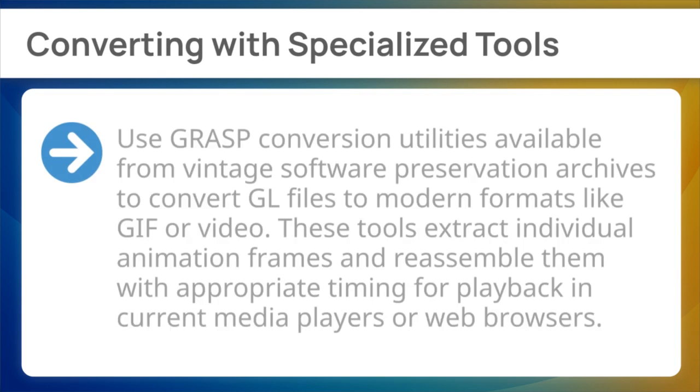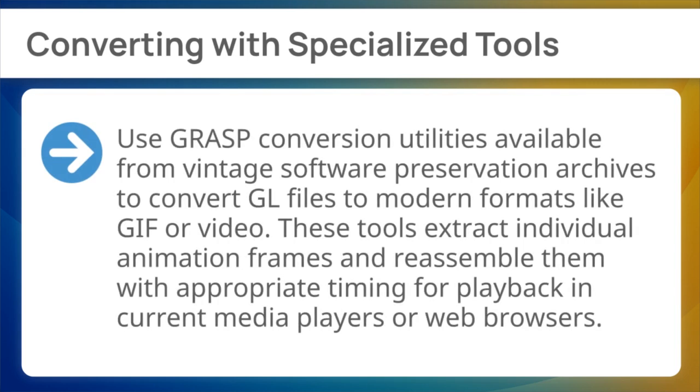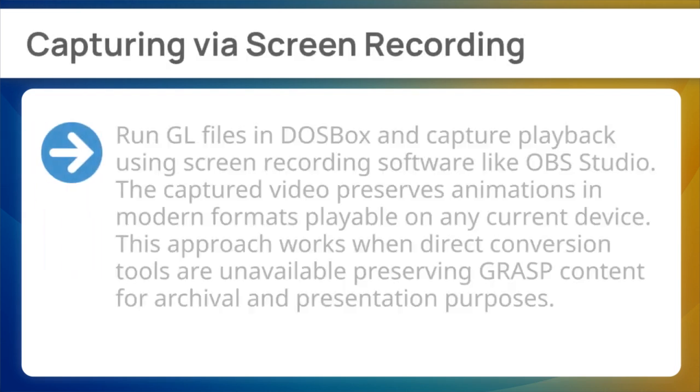Next, converting with specialized tools. Use Grasp conversion utilities available from vintage software preservation archives to convert GL files to modern formats like GIF or video. These tools extract individual animation frames and reassemble them with appropriate timing for playback in current media players or web browsers.